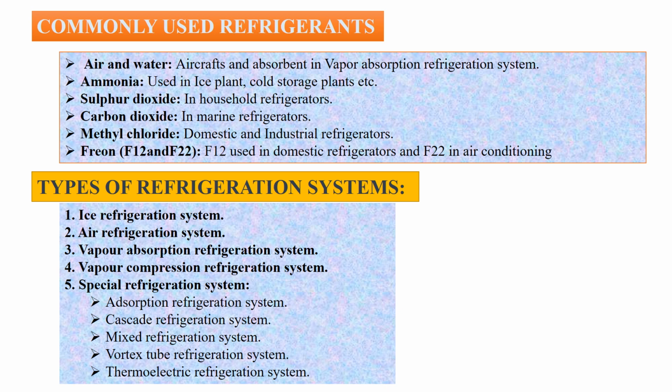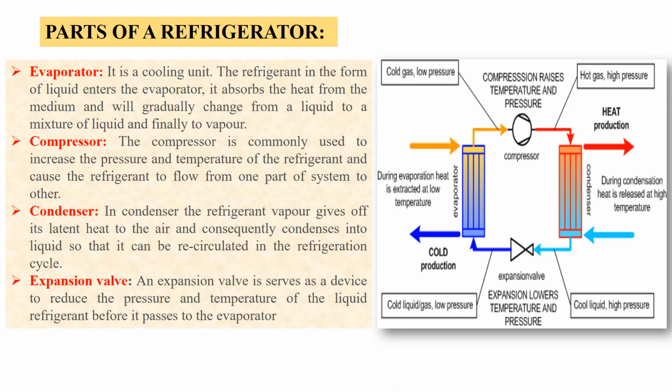Okay, what are the different types of refrigeration systems? There are many types, but for your syllabus only two: the vapor absorption and vapor compression refrigeration systems. What is a vapor absorption refrigeration system and what is a vapor compression refrigeration system? First we will see compression, and before that we have to see the parts of a refrigeration system. What are the parts?